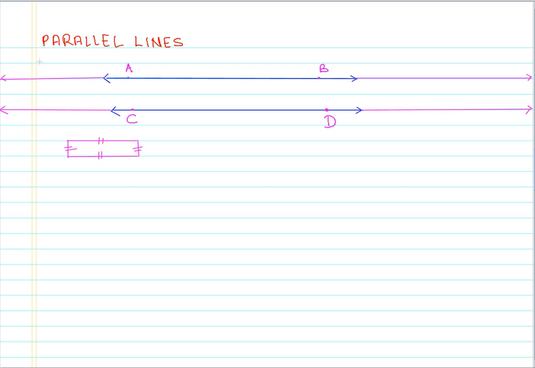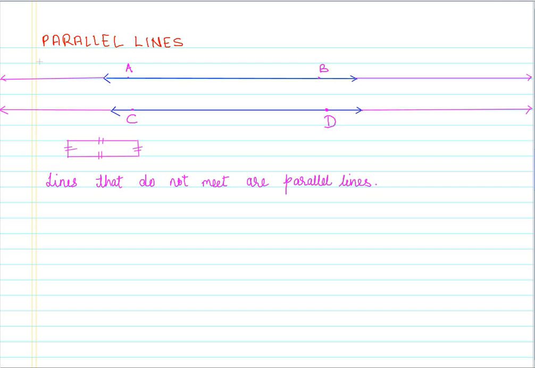So in order for us to define mathematically what we mean by parallel lines, in simple words we can say that lines that do not meet are parallel lines. This is the definition of parallel lines.